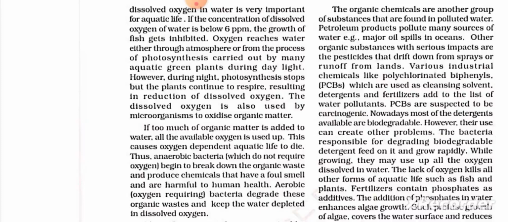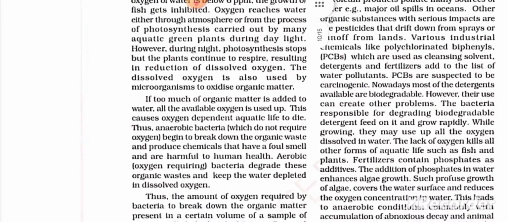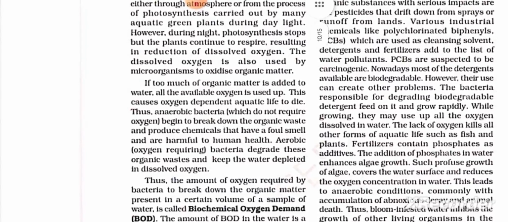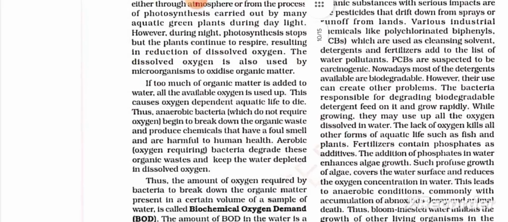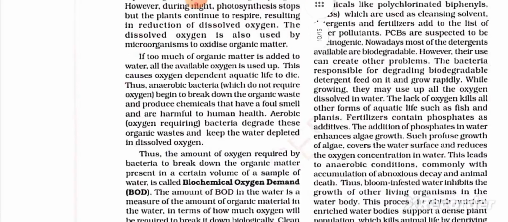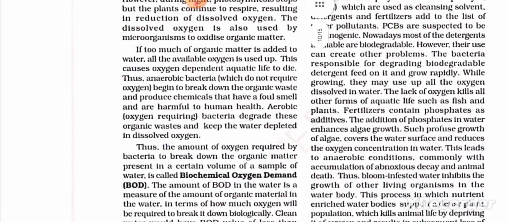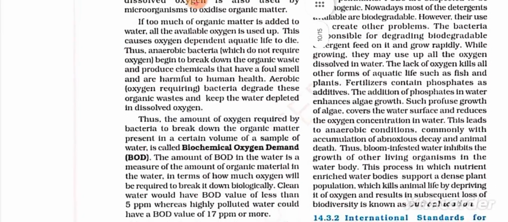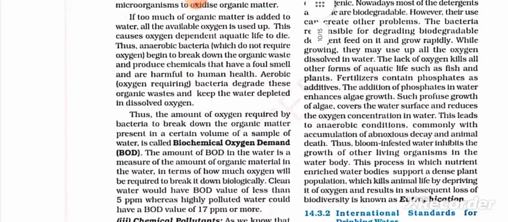The dissolved O2 is used by microorganisms to oxidize organic matter. If too much organic matter is added to the water, all the available oxygen is used up, which causes oxygen-dependent aquatic life to die. Thus anaerobic bacteria, which do not require oxygen, begin to break down the organic waste and produce chemicals that have a foul smell and are harmful to human health. Aerobic bacteria degrade these organic wastes and keep the water depleted in dissolved oxygen.